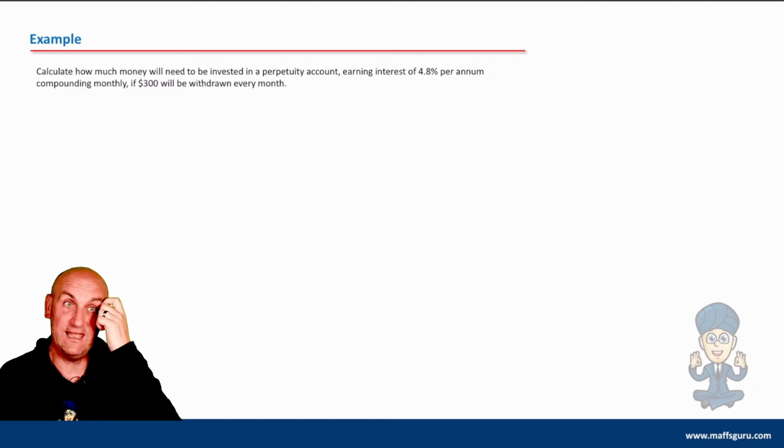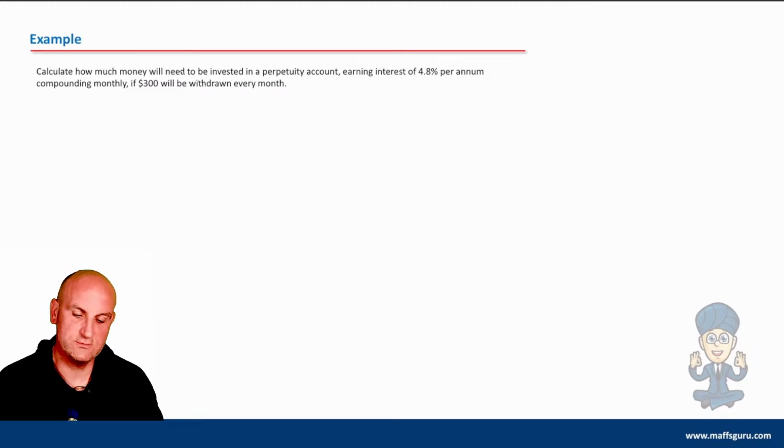But anyway, let's go. Calculate how much money will need to be invested in a perpetuity account earning an interest rate of 4.8% per annum, compounding monthly, if $300 will be withdrawn every month. So again, have they given me my principal value? No. Have they given me my final value? Obviously not. They have told me it's a perpetuity.